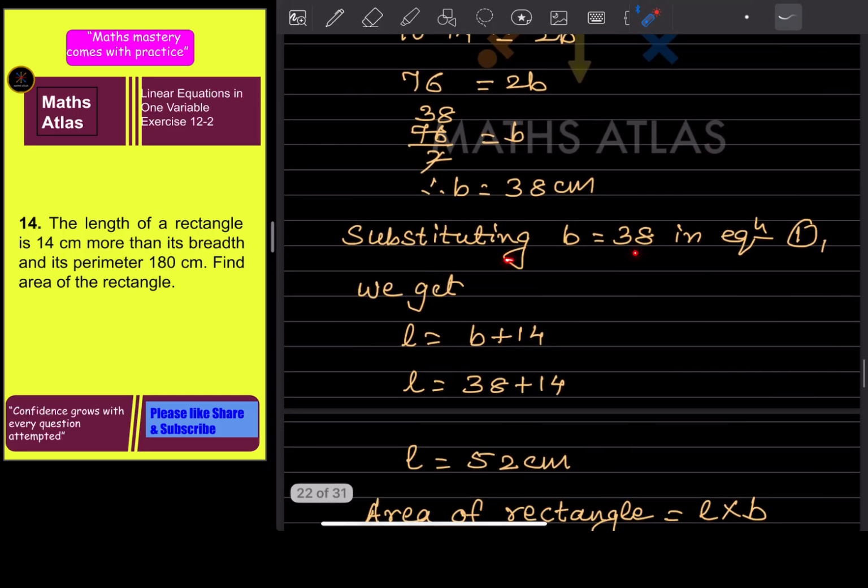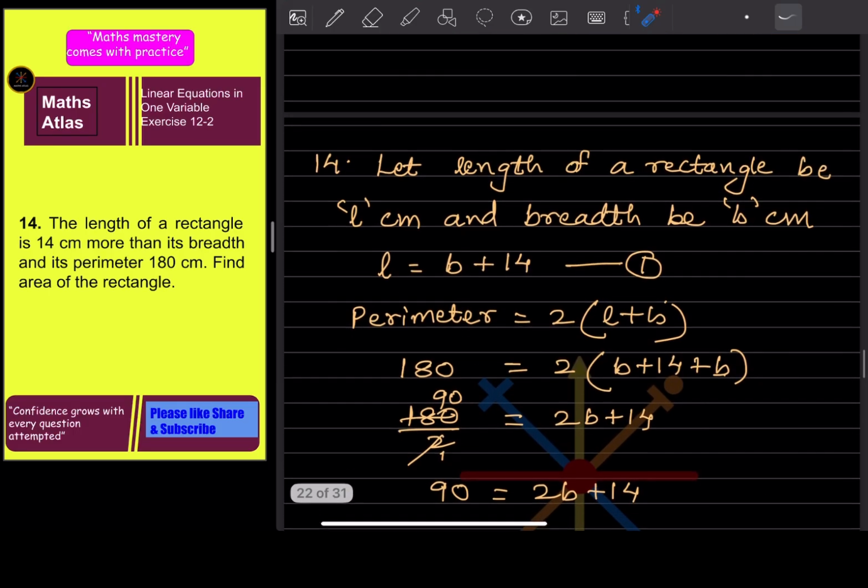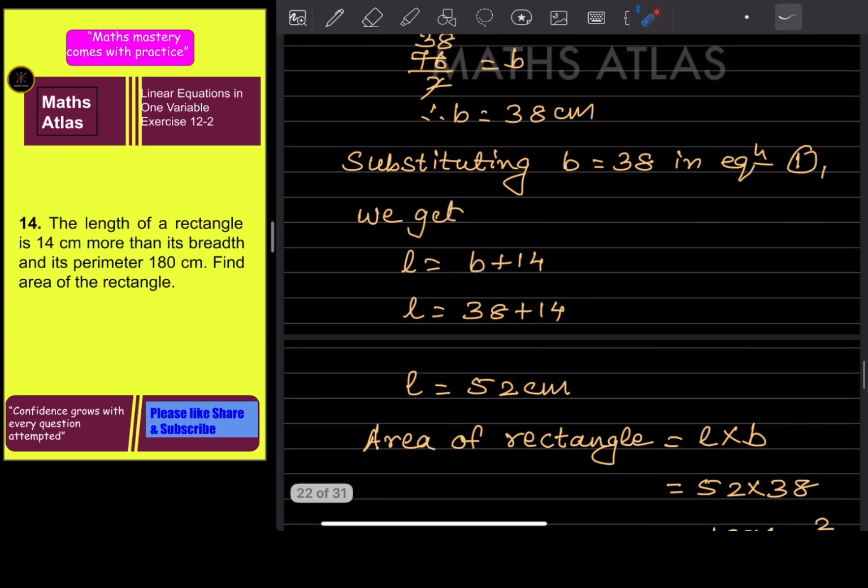Substituting b is equal to 38 in equation number 1 we get, so our equation 1 is L is equal to B plus 14. So in place of this B, you're going to put this 38 and plus 14, and this as it is. So length is going to be 52 centimeters. So now we got the length and the breadth. So we want the area.